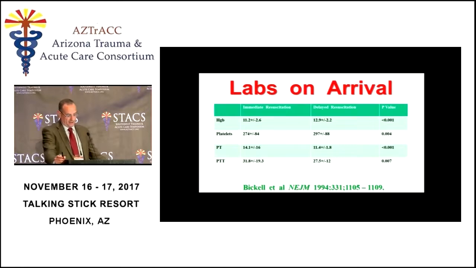Now here are the labs on arrival. You can see again the immediate group and the delayed group. The immediate group was more anemic, had a lower platelet count, a higher PT, and a higher PTT. That pre-hospital fluid made the patients more anemic and more coagulopathic. They were diluted. Everything I'm saying is proven in these data.